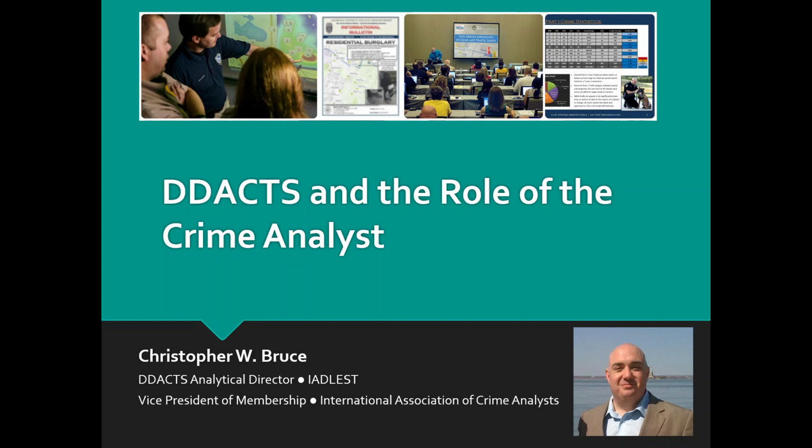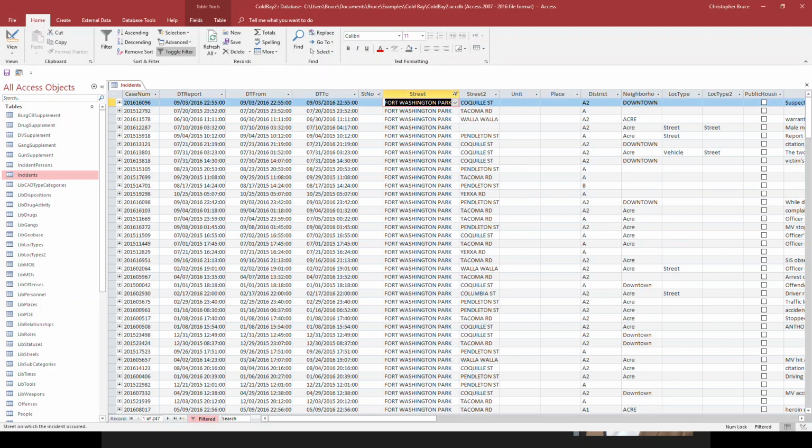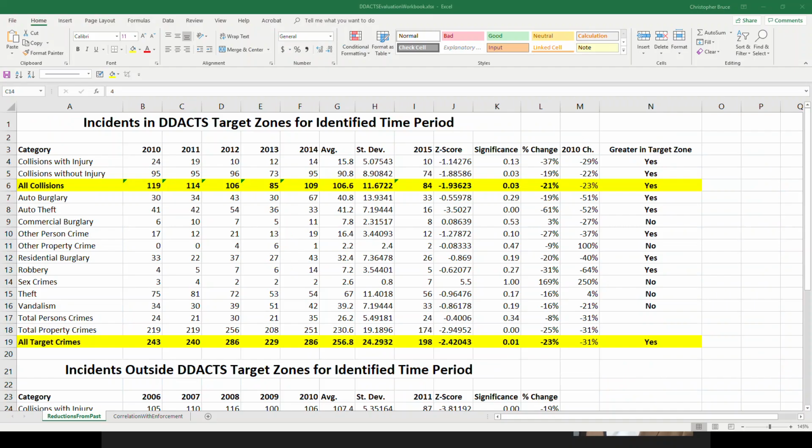After all, DDACTS guiding principles requires that somebody collect and manage data about crime and crashes, to use that data to identify and analyze hotspots and target areas, and later to use statistics to determine whether your DDACTS efforts were successful. All of that falls under the purview of the crime analyst.